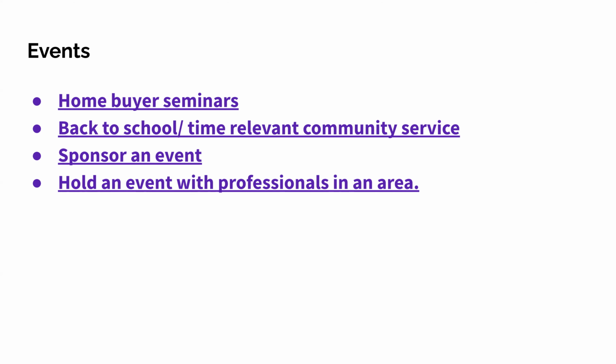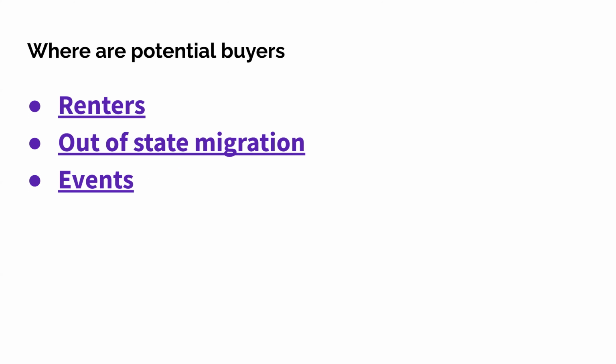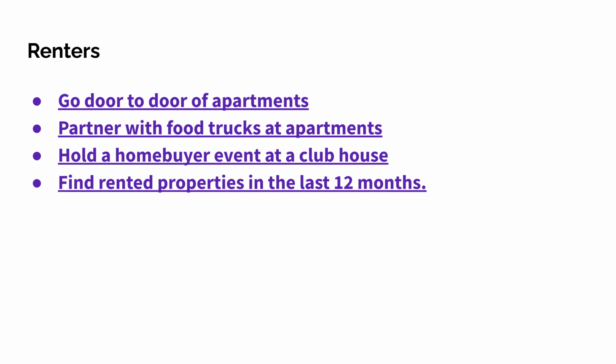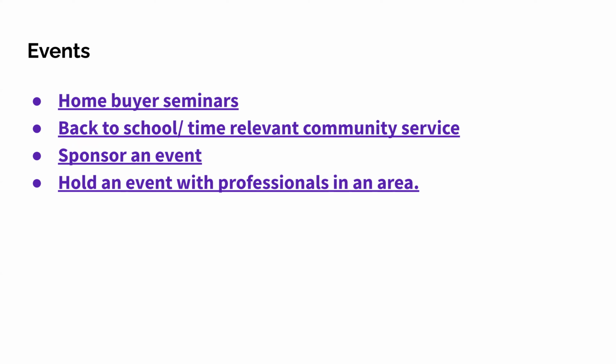So that's everything in terms of marketing to, or finding, I should say, these buyers, right? So we identify who we'd like to talk to or market to. We create the material based off of that, and of course, we devote time to it. The potential buyers are going to be our renters, people who are leaving the state they're in to come to this state possibly, and then of course, people who are going to events who are possibly looking at buying a house. We talked about going door to door, the food trucks, the clubhouse event, along with people who have leases that are expiring soon. We talked about the social media posts, storage companies or facilities, and the mailers, along with partnering with outside professionals, out-of-state professionals, and then, of course, holding events, attending events, or sponsoring events.